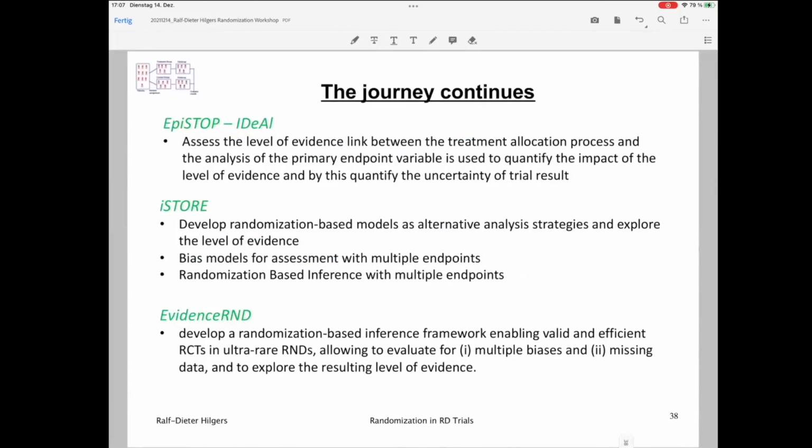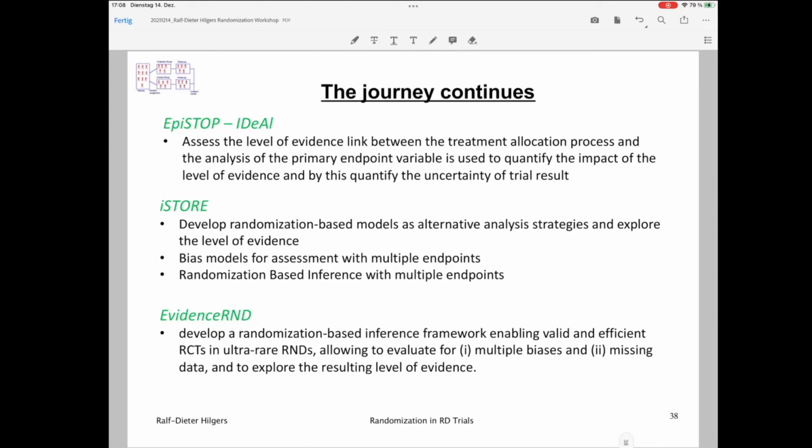So what are we doing in the future? The journey continues. We do this evaluation, this sensitivity analysis for the EPISTOP IDEAL data. So the EPISTOP trial was in epilepsy patients, and the coordinator of this EPISTOP IDEAL project is Rima Nabbout, and I'm very, very, very excited and happy that I can work with her in the future about this. And we do this simulation, and we'll find out whether allocation bias is present in the data.